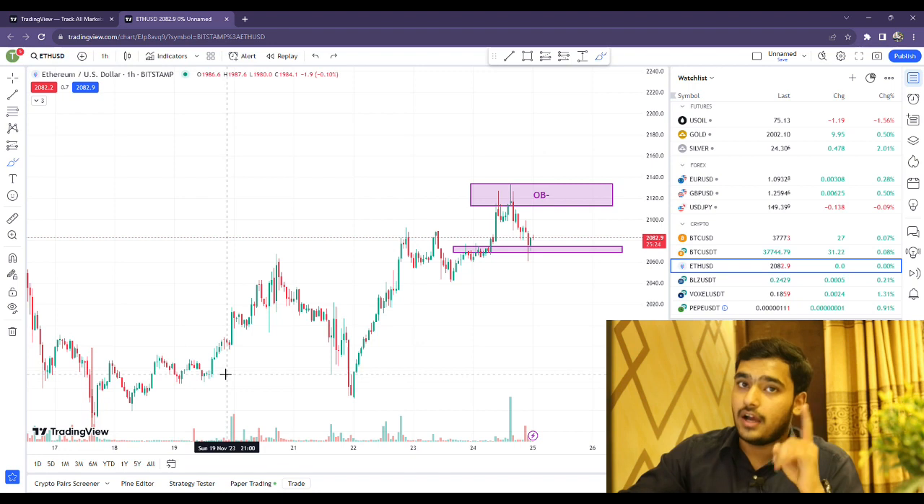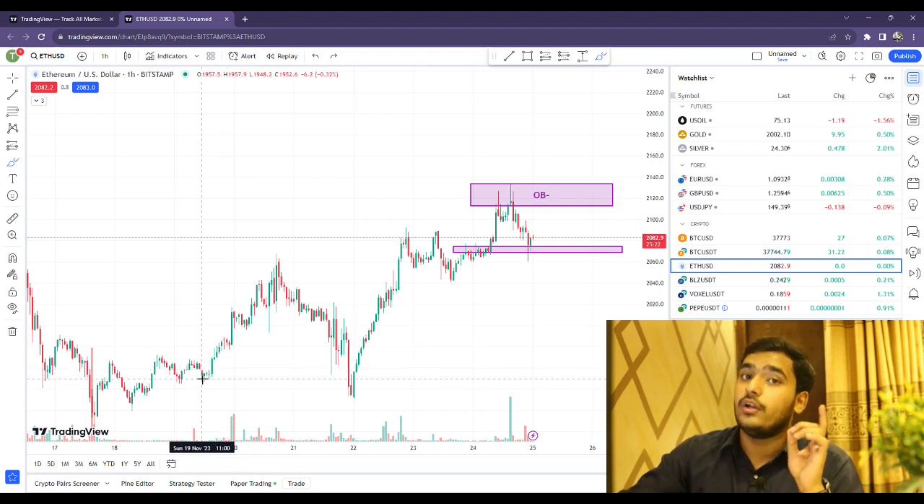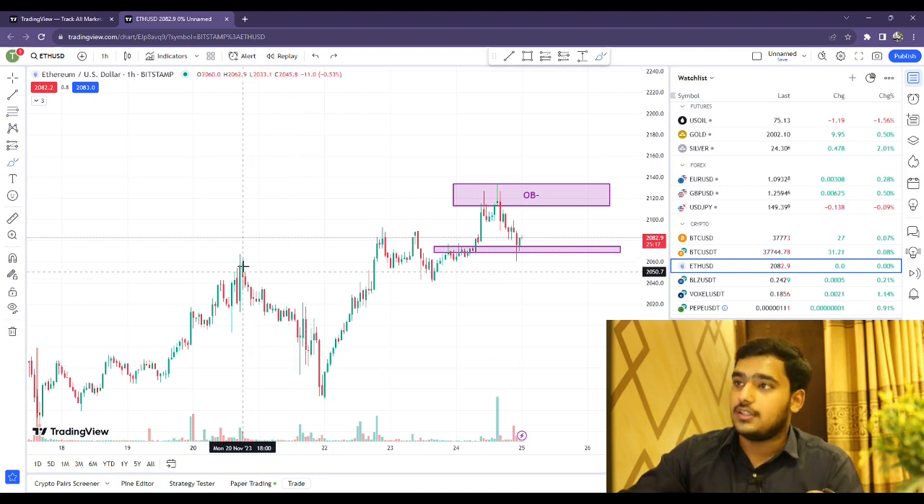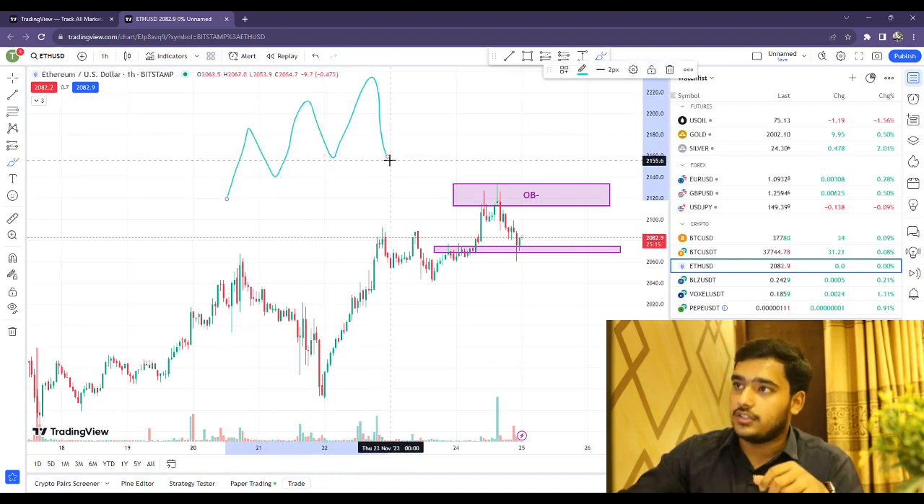Now after the pump, I told you that the market is going to retest that previous high that we have. Alright, so as you can see, this is, what a clean chart I would say.